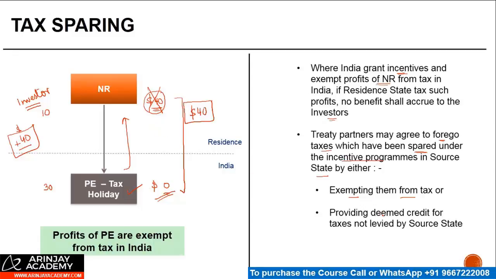or providing a deemed credit for taxes not levied by the source state. So even if the taxes are 0, you say, what would have been the tax which would have been paid here? Let's say it would have been $30. We will provide you a deemed credit of $30, right? And tax you only for the remaining $10. So that the total tax which the non-resident has to bear from a cash perspective is going to be 0 plus 10, only $10, right?